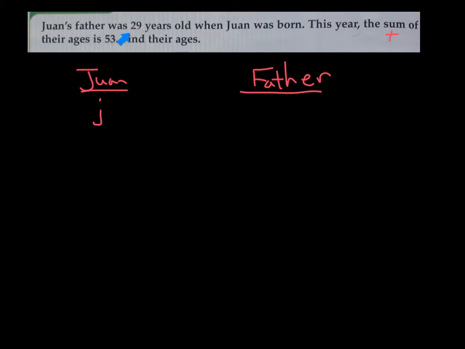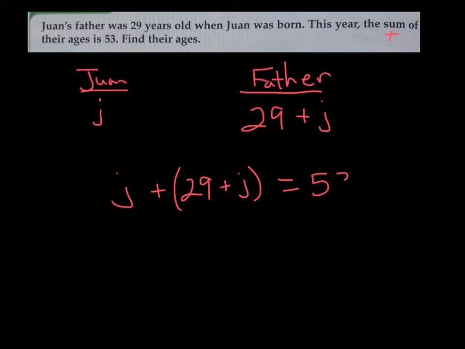But we know that Juan's father is 29 years old when Juan was born. So that means he's 29 years older than Juan. So to do that, we can use the variable J for his father's by doing this. He's 29 years older than Juan. So he would be 29 plus Juan's age, and that would be his father's age. So now I saw that key word of sum means I'm adding these. So I write down the variable Juan's age plus his father's age, which is 29 years older than Juan. Okay, and the sum of that is 53.